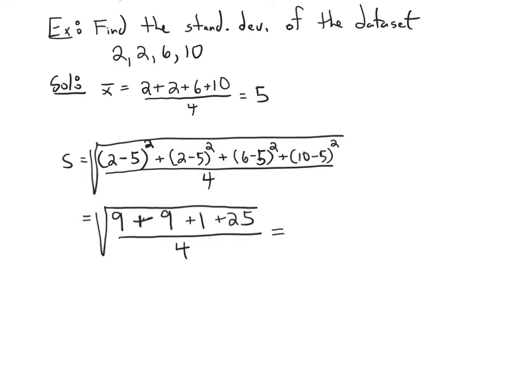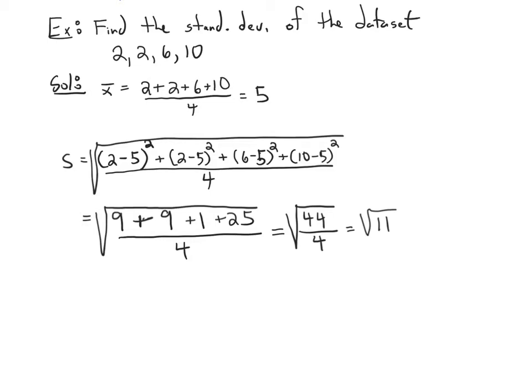So let's add these up. We have 9 plus 9 is 18. 18 plus 1 is 19. 19 plus 25 is 44. So it's 44 over 4. And we want to take the square root of that. Well, 44 over 4 is, of course, 11. So this is the same thing as the square root of 11.